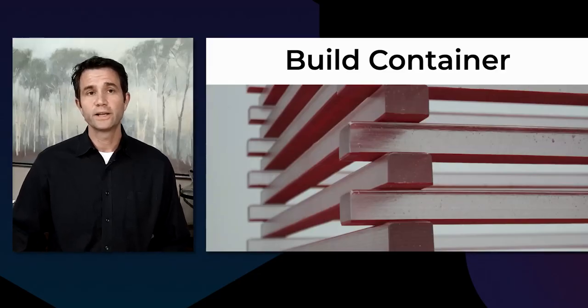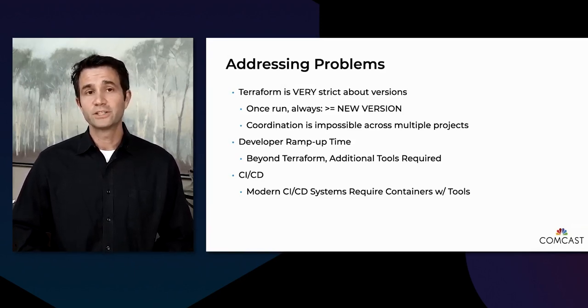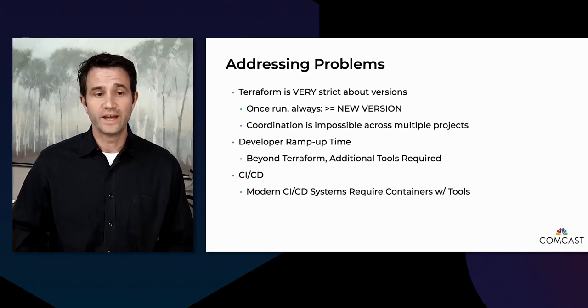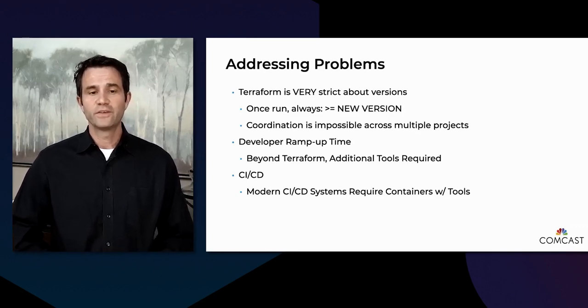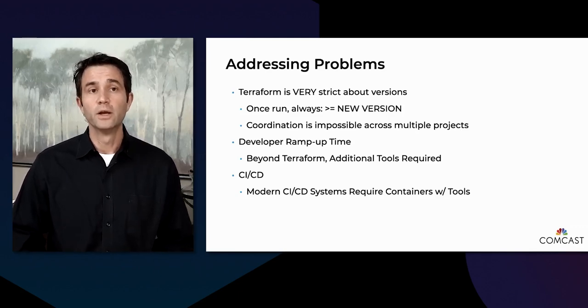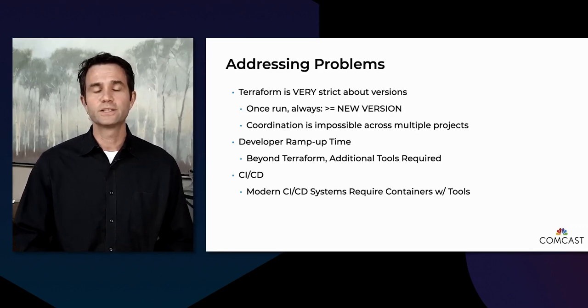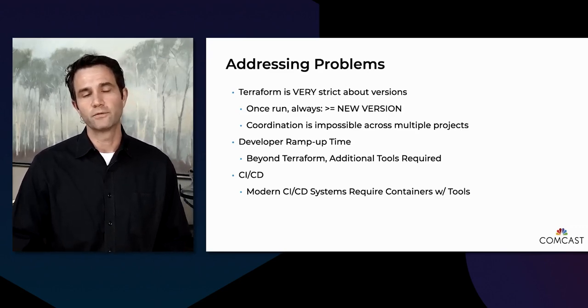All right, so the first pattern we want to talk about is the build container, which is a container we create to run all of our Terraform in. What problems does this address? One is that Terraform is very strict about version. Once you run a new version, you always have to run that version or greater than or equal to that version. And this can make coordination very challenging across multiple projects if developers each have their own version of Terraform. No one wants to get to a deploy and find out that they can't do it because someone else has touched the remote state with a newer version of Terraform.